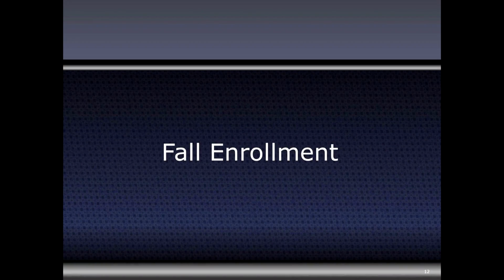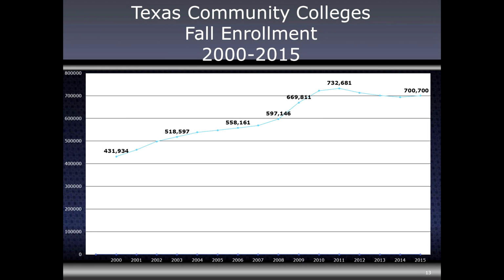So the next thing we want to talk about is fall enrollment. And so this is the community college enrollment history. And you can see right now around 770,000 students enrolled in community colleges for this fall semester. In Texas public higher education, there's about 1.3 million students enrolled in higher education. And so community colleges represent over 50% of those students. The other important factor with that is about 75% of the freshmen and sophomores enrolled in higher education in Texas are in community colleges. So again, the impact that we're making across the state is huge.